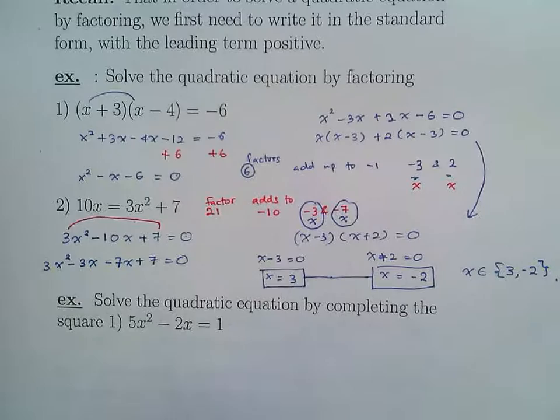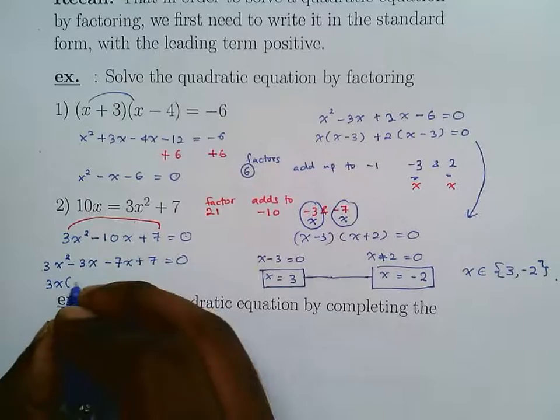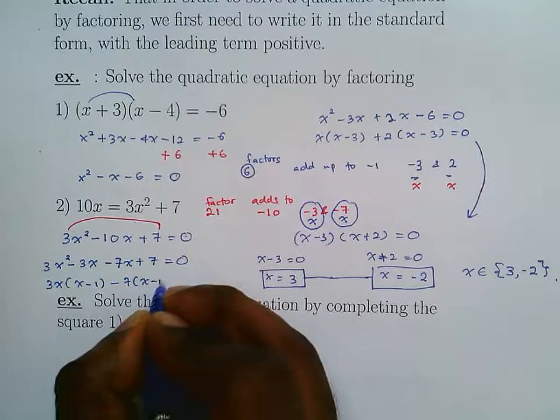So always go by this way. Do not try to just open parentheses. You might go wrong. So most of the time you get it correct, but sometimes it can go wrong. So if you do it wrong. So that is what you have. Minus 7 times x minus 1 equals 0.